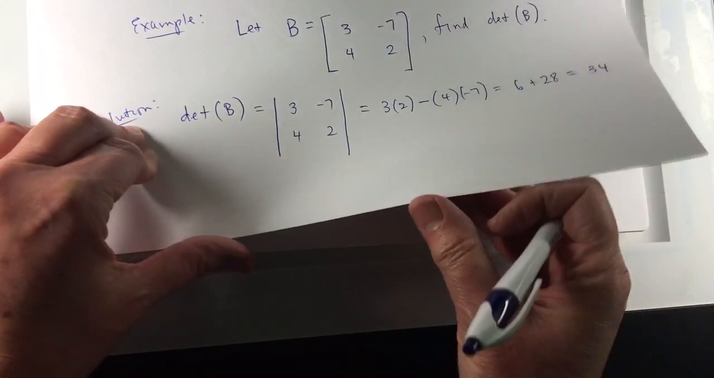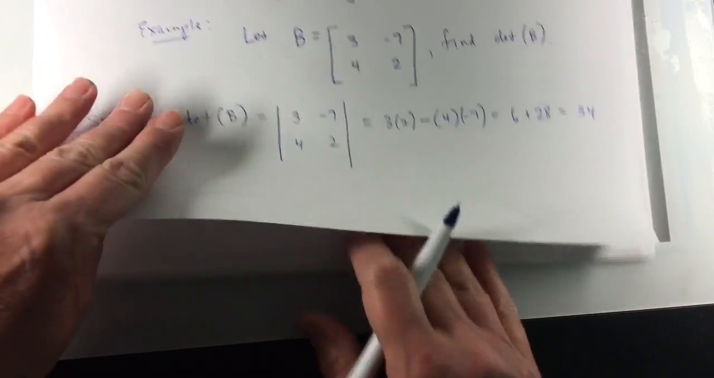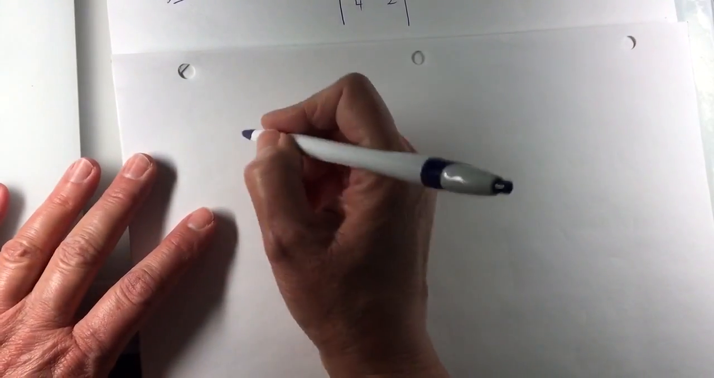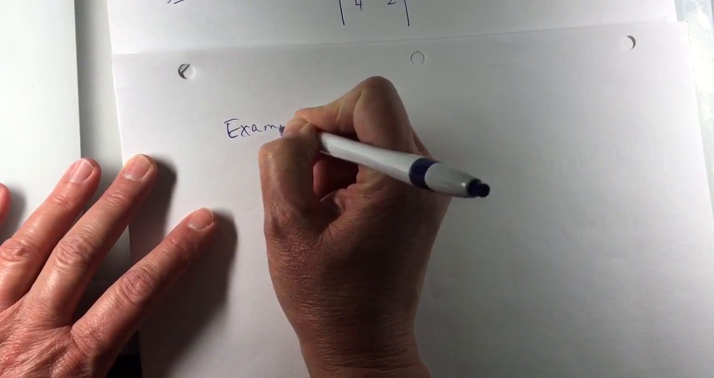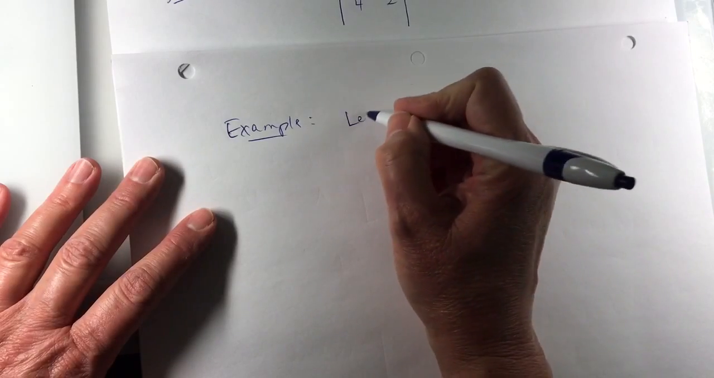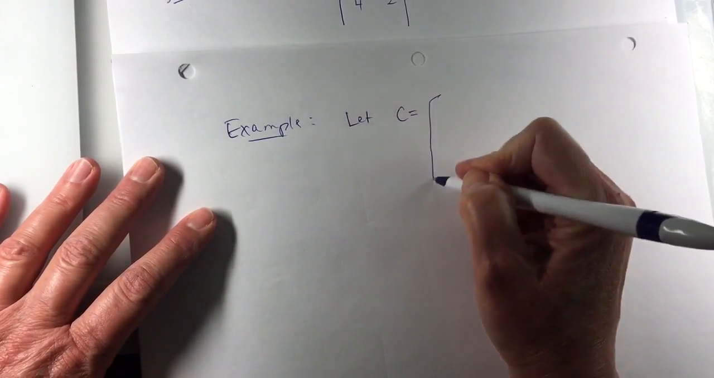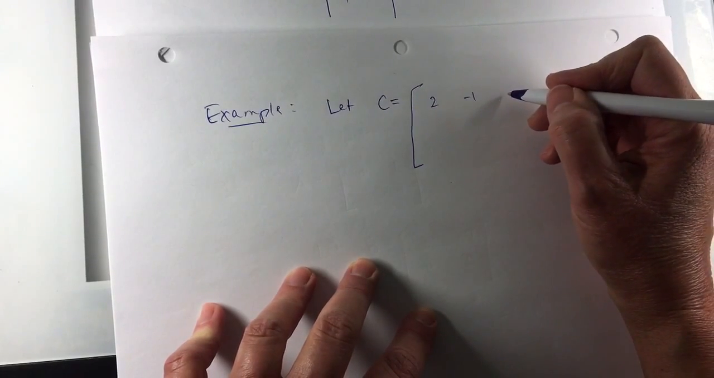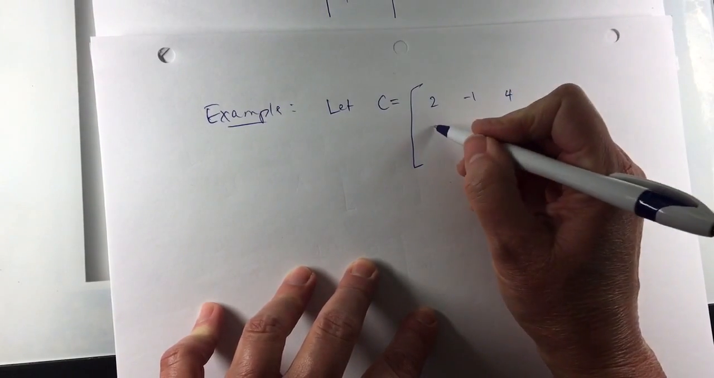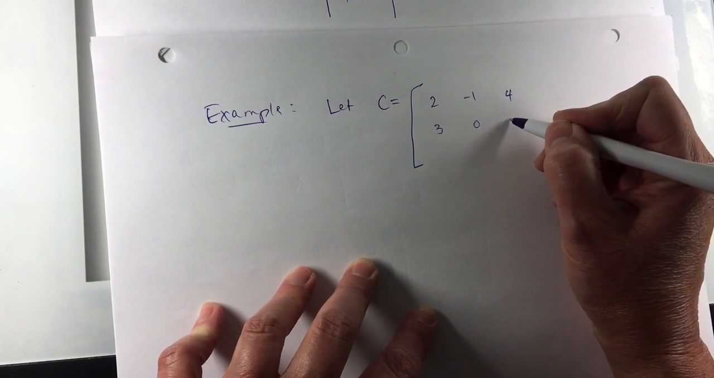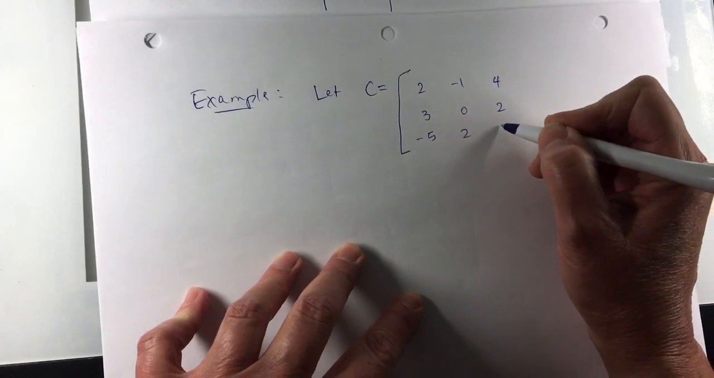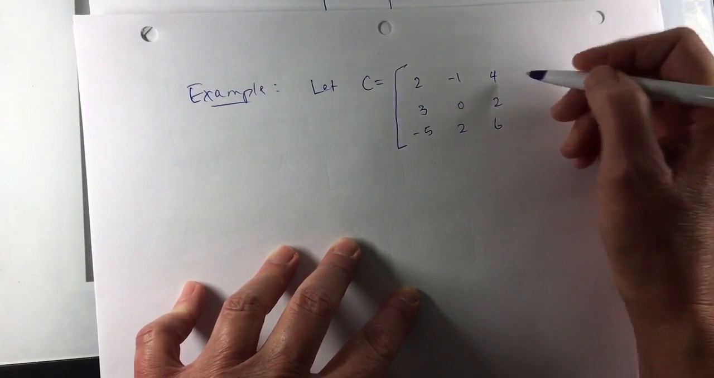Now, if I have a 3 by 3 matrix, I don't even want to write the formula for 3 by 3. I want to just show you how to do it with an example. So I'll call this example, this time I'll call it C. Let C be, well, we're going to go with 2, -1, and then 4. 3, 0, 2, -5, 2, and 6.